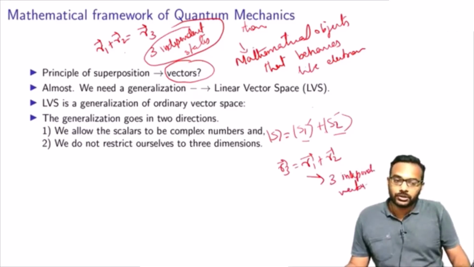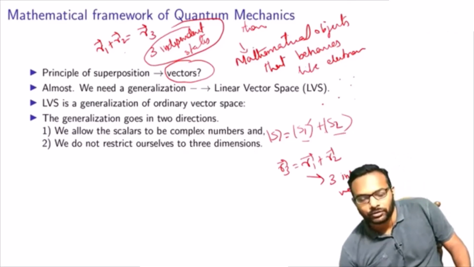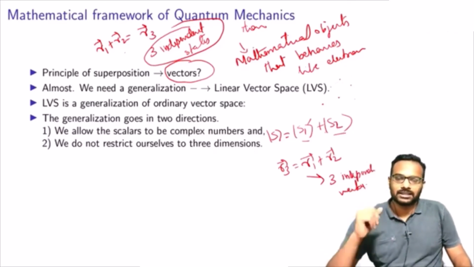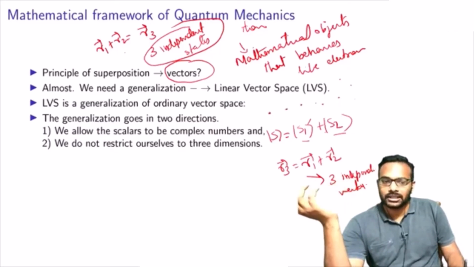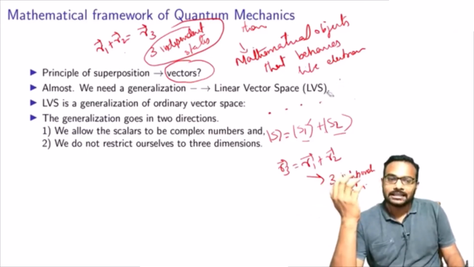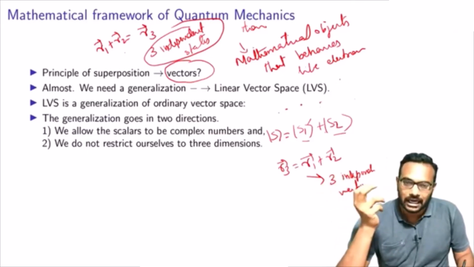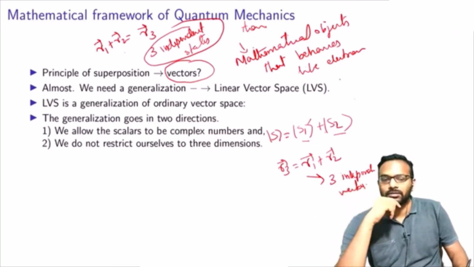But we need to describe an electron with a definite position, at a point, and each point is independent of each other, and we may have infinite points. If you take space, there are infinite points on it. So you need some kind of vector space with at most infinite independent vectors, because each position is independent, right? And an electron can be in different positions at the same time. So you need a mathematical construct similar to vector space which allows an infinite number of independent vectors, because that's the kind of behavior we need to describe.